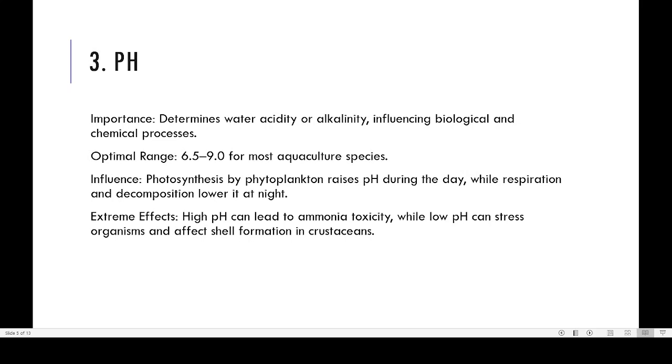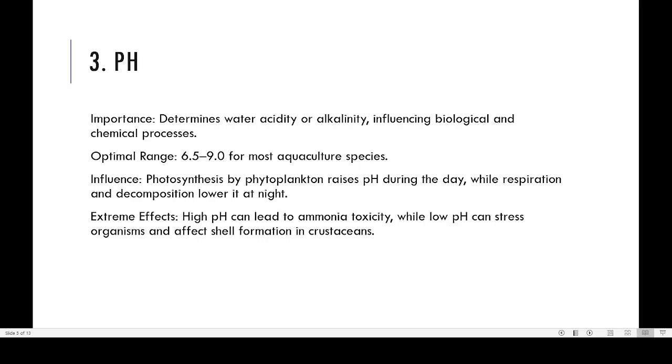Coming to the pH, you know what a pH is. Ideally there is a pH value called 7. 7 is the most suitable pH for most living organisms. It determines acidity as well as alkalinity of water. It influences both biological and chemical processes in a pond. Normally the most suitable pH range is between 6.5 and 9.